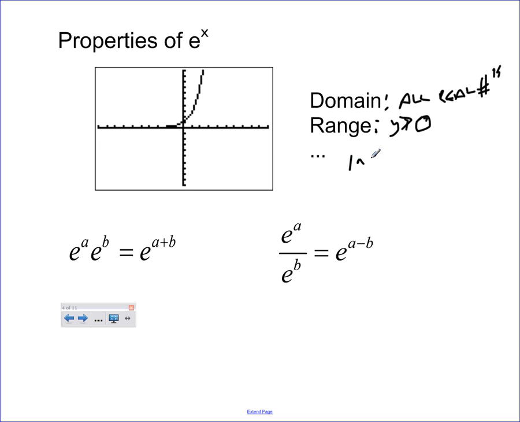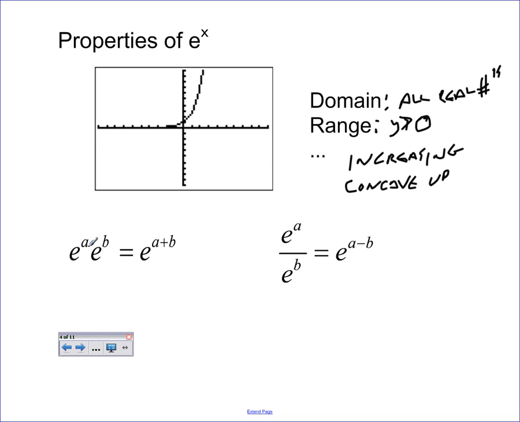It's an increasing function. It must be monotonic, right? Because it's got an inverse. So it's increasing, and it opens concave up. That must mean that its second derivative is positive, and the first derivative must be positive as well. It looks like it's got a y-intercept at 1, and doesn't appear to have any x-intercept. Because it's an e, it's an exponential function, and it behaves like an exponent.